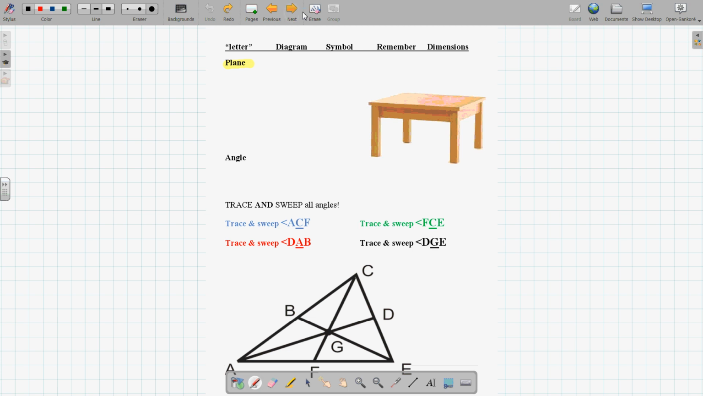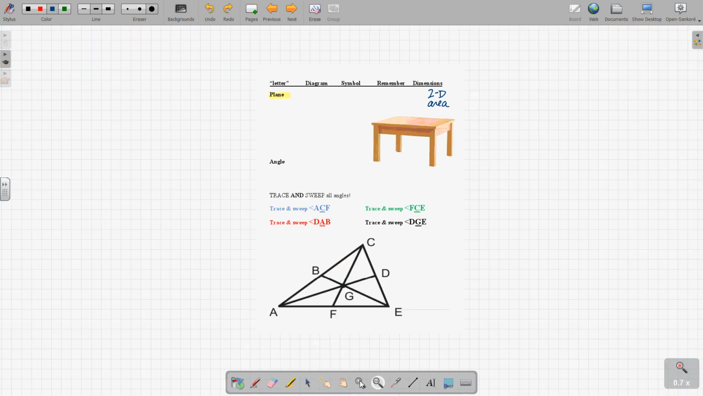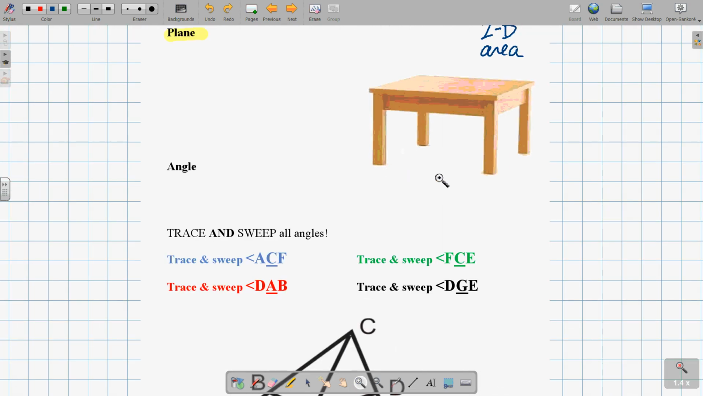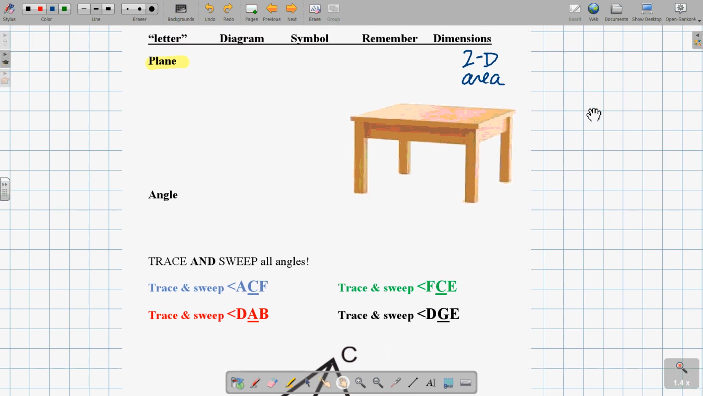Now a plane has two dimensions. So let's come here. A plane has two dimensions. Right off the bat, we're dealing with something that has two dimensions. It has area. Planes we can name several ways. Planes are a minimum of 3 points. Minimum 3 points. Traditionally, though, we usually put 4.